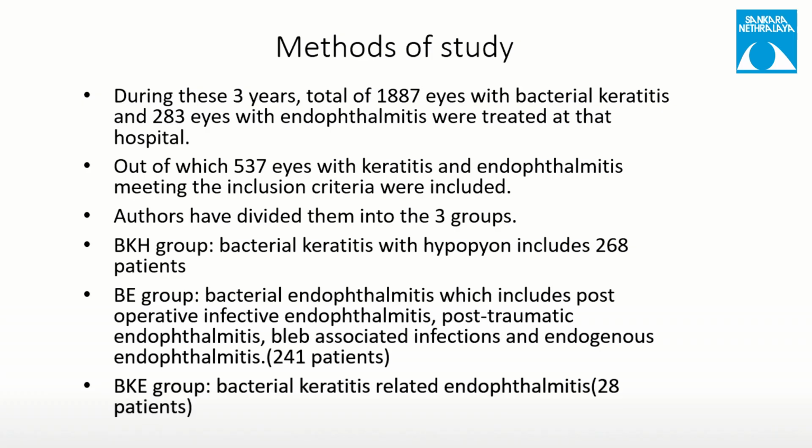BE group means bacterial endophthalmitis, which is not developing after keratitis. So which endophthalmitis are included in this? They are postoperative infective endophthalmitis, post-traumatic endophthalmitis, bleb-associated infection, and endogenous endophthalmitis. And BKE group is bacterial keratitis-related endophthalmitis, which means endophthalmitis developed after keratitis. So BKH, BE, and BKE, these 3 terms we should remember.